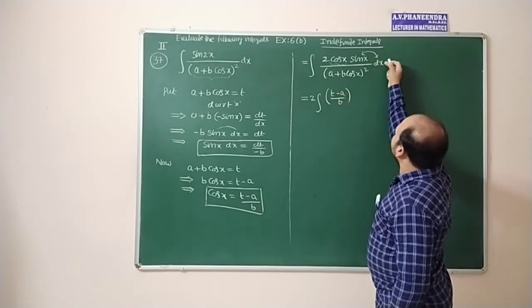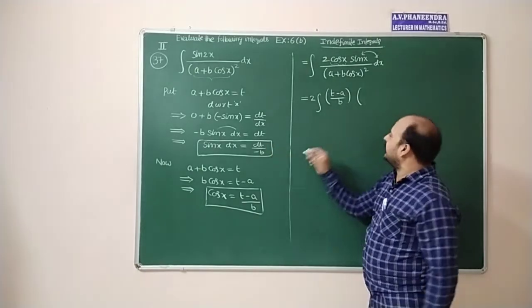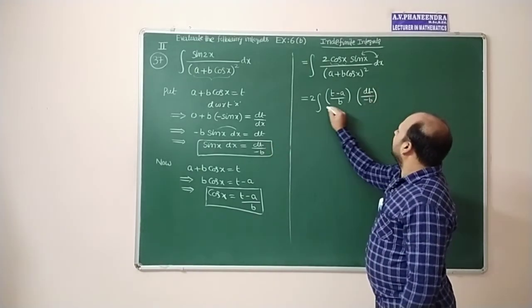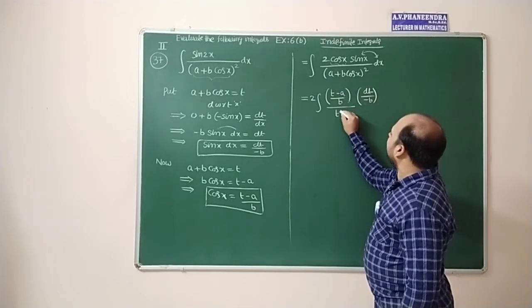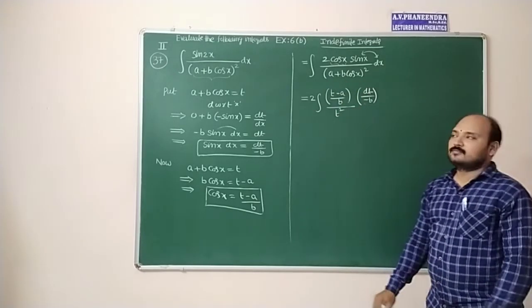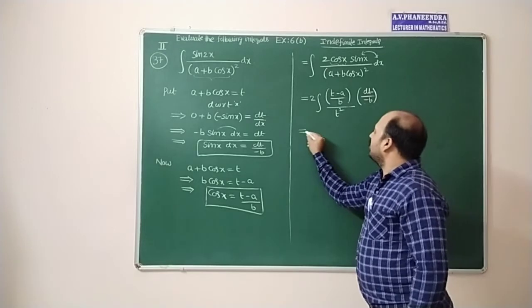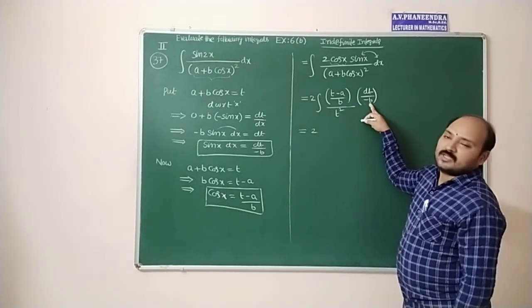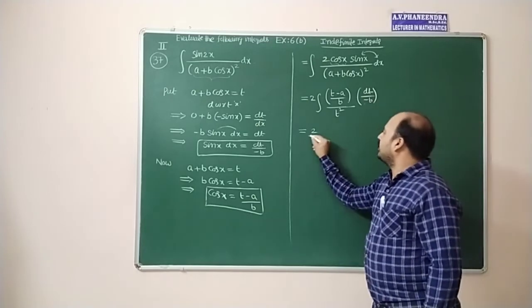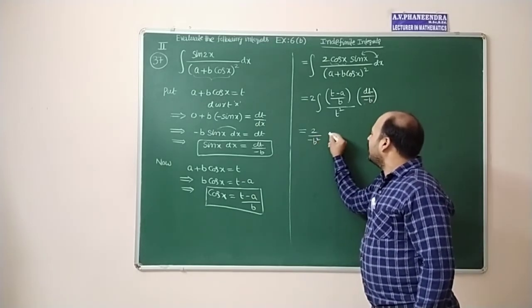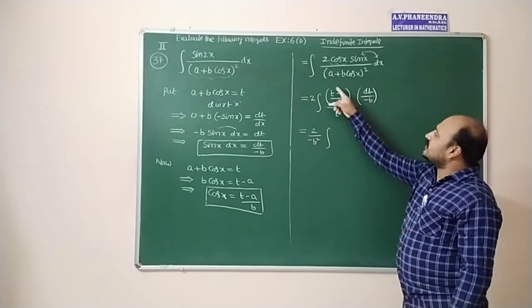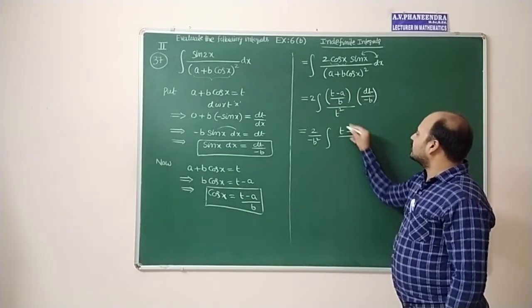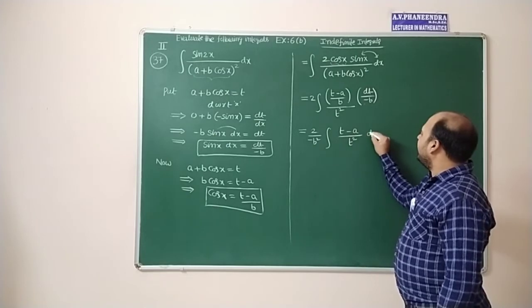In place of sin x dx, you have to write dt by minus b, divided by this value t whole square, which is equal to 2 constant into here b into minus b square. So 2 by minus b square, constant you can take outside. The rest of the terms, t minus a divided by t square into dt.